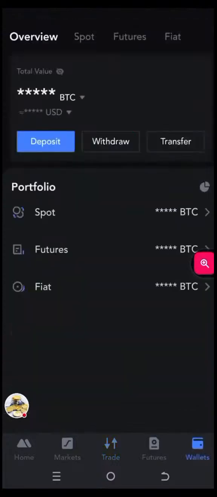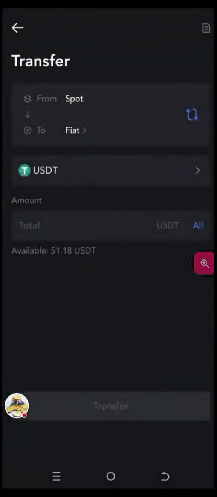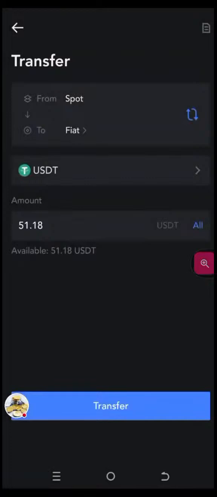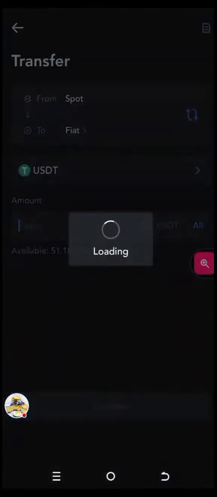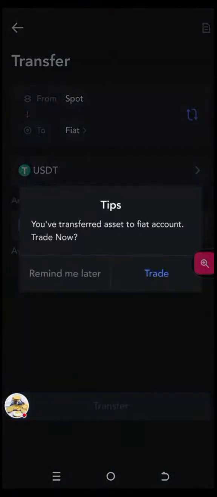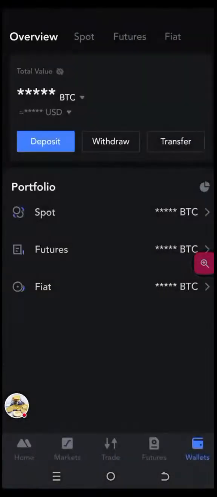As usual, I love to ship out the profit from spot to fiat. That's on Mexi. I'll pick all and then just ship it out. Let's transfer it. It goes all the way out of there. So that's it. Let's get back indoors.